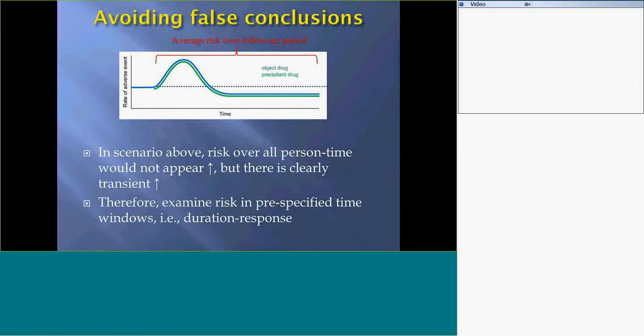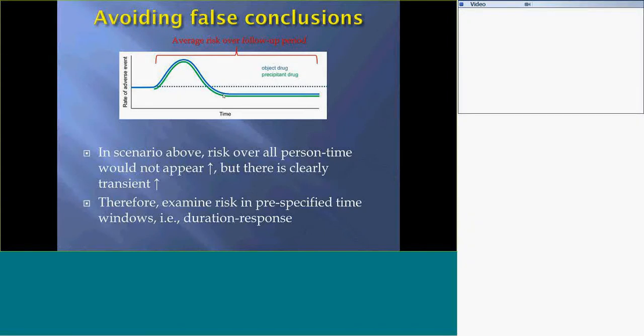But the problem is, if you don't consider the timing of the drug-drug interaction, if you don't consider different windows of time after someone is on both the object and precipitant drug, essentially you're looking at an average risk of the hypoglycemia over the entire follow-up period. And that would be an average of this peak and this dipping below what the baseline risk is. So you might not see an elevated effect or an elevated hazard, whereas in reality, you know that one's occurring. It's just a bump early.